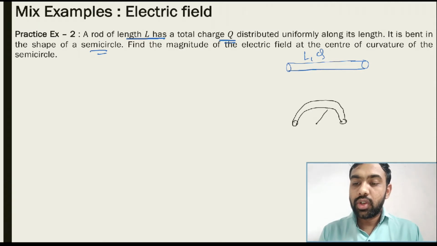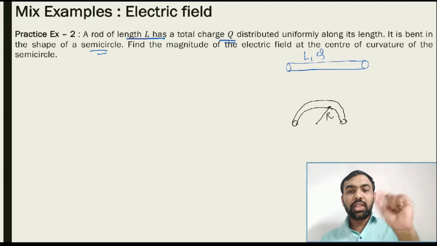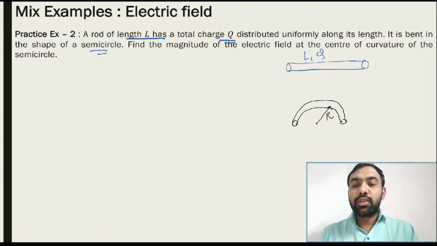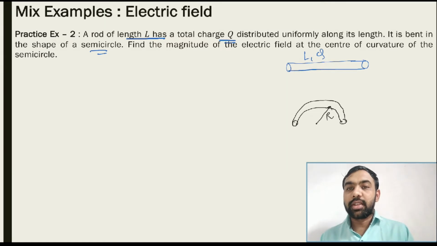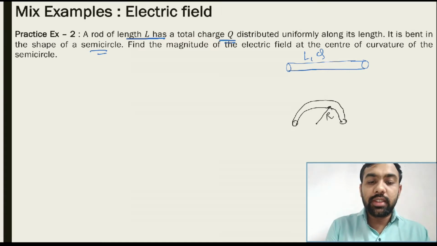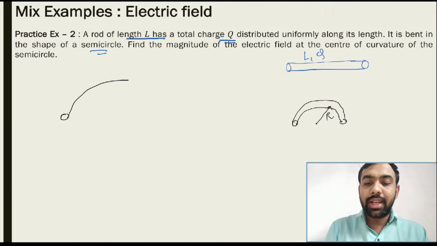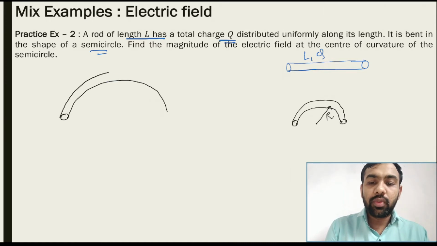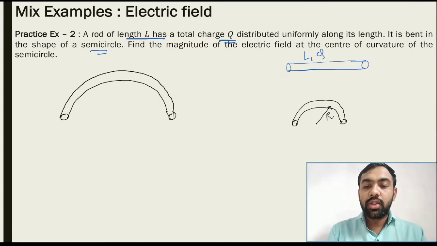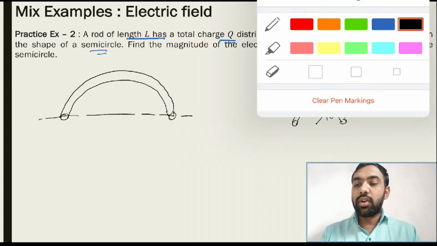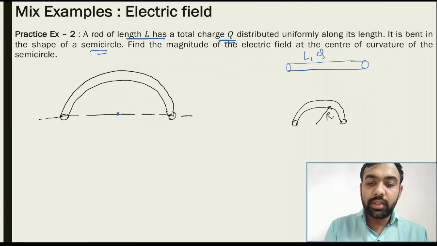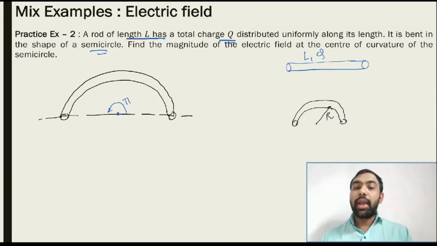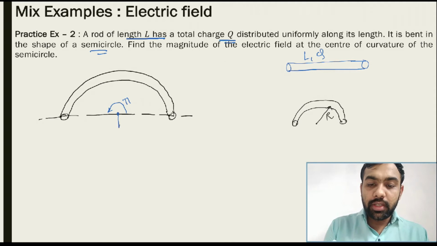Let's consider the radius of the semicircle to be r. So find the magnitude of electric field produced at the center of curvature of the semicircle. Here you just use this type of theory. Consider that is a semicircle. Let's draw the larger figure. So this is a semicircle. How much angle is formed at the center? At the center the total angle is pi.